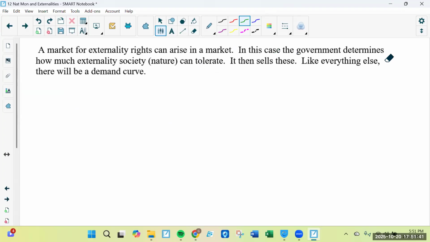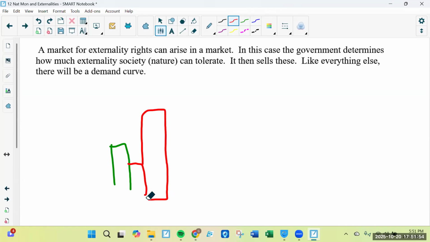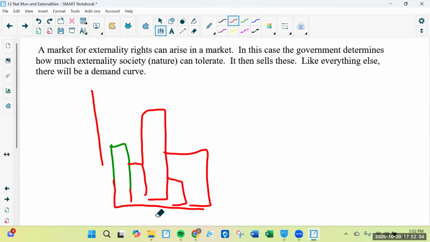Let's suppose that we've got these factories. Factory one, this is how much pollution they produce. Factory two, this is how much pollution they produce. Factory three, they produce way up here. Factory four is way down here. And let's say factory five is right here. So there are five factories, and that's the amount of pollution they have. We're going to measure it on the axis over here on the left, which is the amount of pollution.